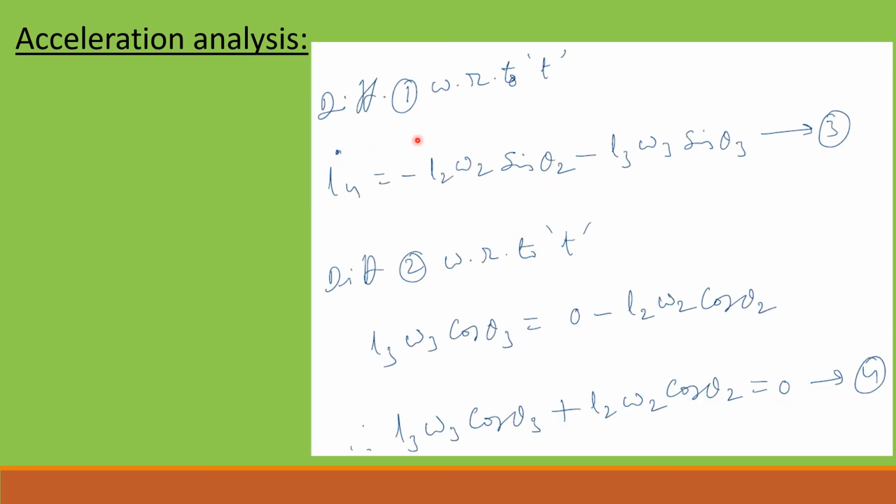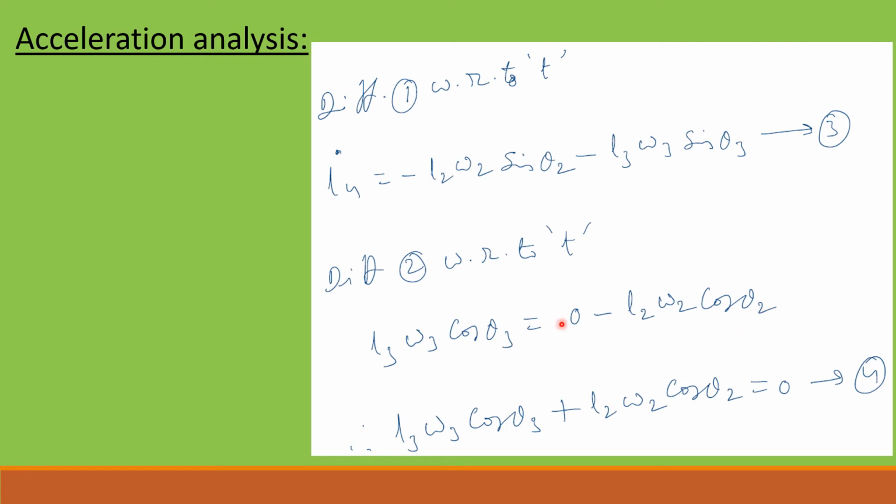Now let us differentiate equation 1 with respect to time t. We get L4 dot equal to minus L2 omega 2 sin theta 2 minus L3 omega 3 sin theta 3. Let us call that equation 3. And differentiating equation 2 with respect to time t, we get L3 omega 3 cos theta 3 equal to 0 minus L2 omega 2 cos theta 2.